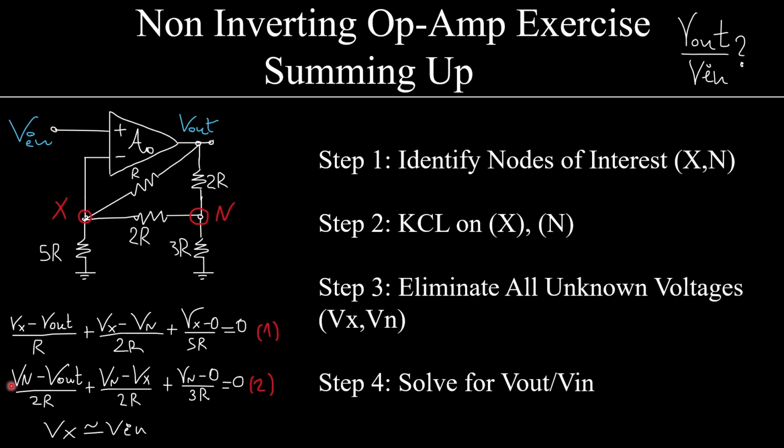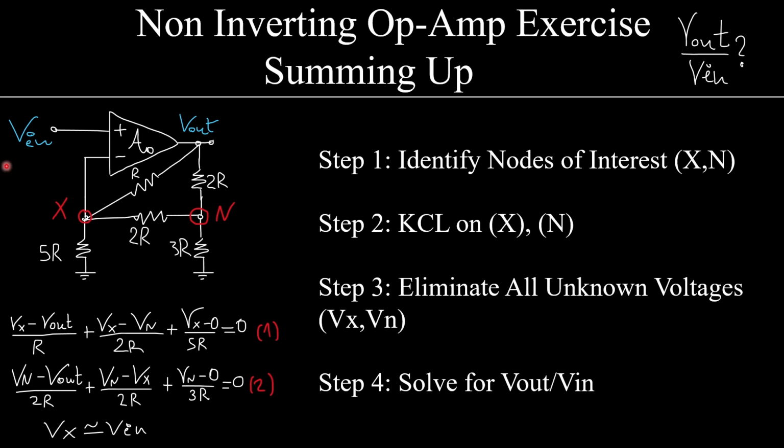Now we know that Vx, or the node, whatever you want to call it, is having the same voltage as the inverting op-amp input. All right, so this is the inverting input of the op-amp. This is the non-inverting input of the op-amp. If this op-amp has a very large gain, this voltage here will be the same as this, right? Then we need to eliminate all unknown voltages, and then we need to solve for Vout over Vin.